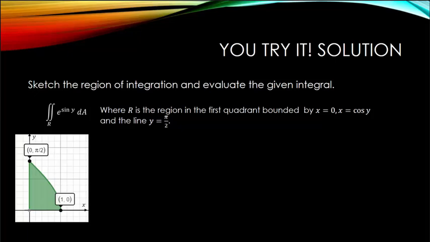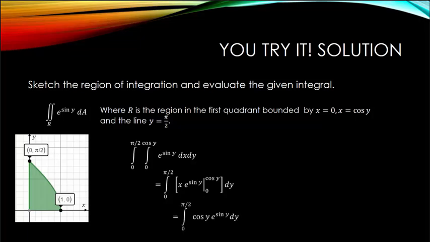This tells me that my limits of integration go from 0 to pi halves in y and from 0 to cosine y in x, so that my integral from 0 to pi halves of the integral from 0 to cosine y of e to the sine y dx dy is the integral I'm going to evaluate. This gives me the integral from 0 to pi halves of the quantity x times e to the sine y evaluated from 0 to cosine y dy. This gives me the integral from 0 to pi halves of cosine y e to the sine y dy.